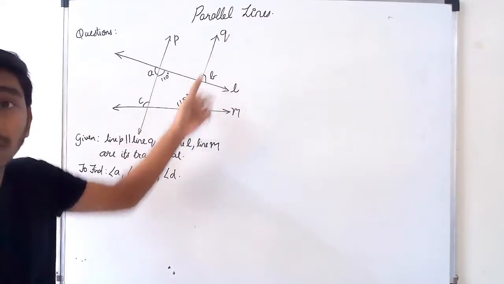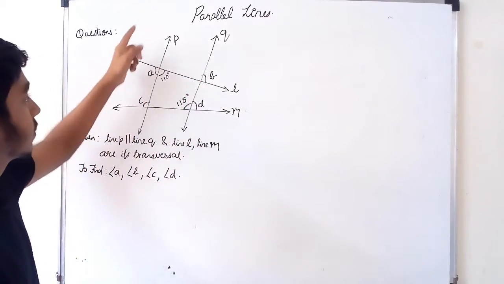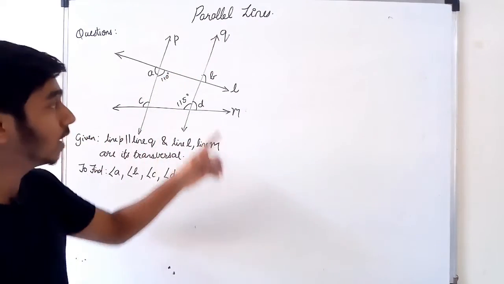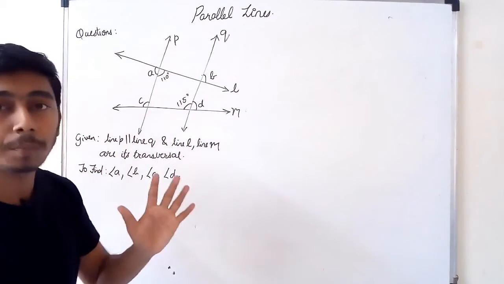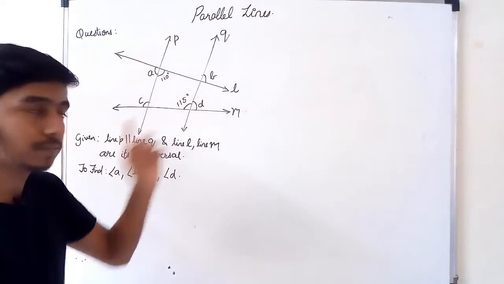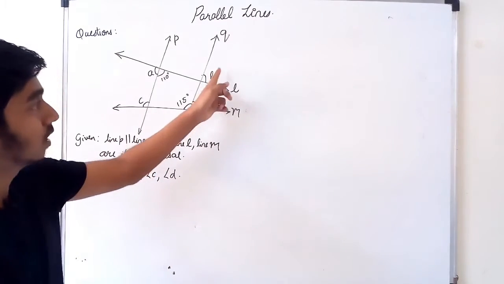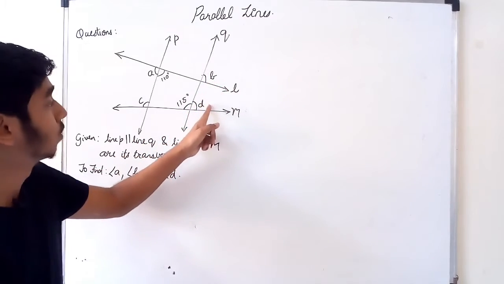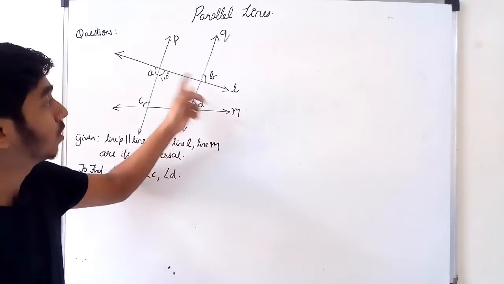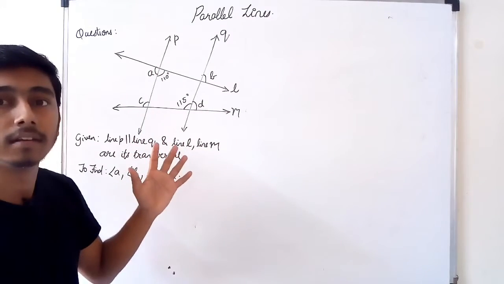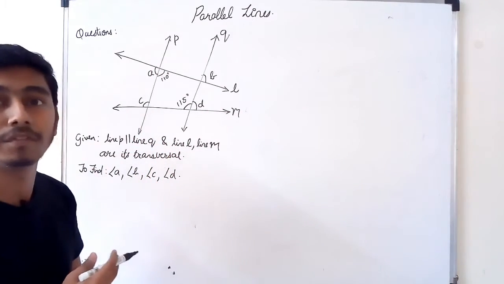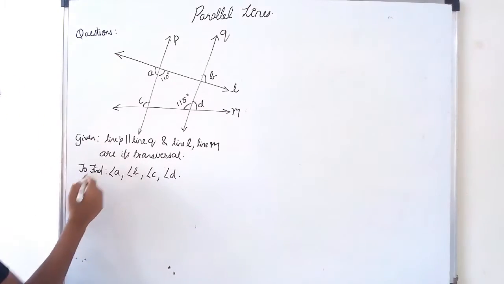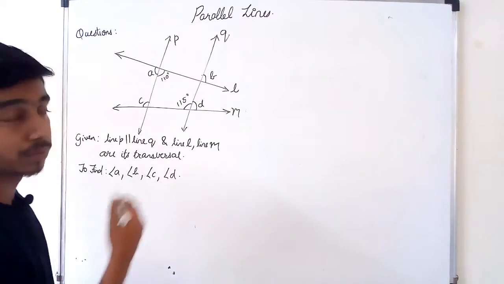So I want you to look at this diagram properly. If you see, P and Q are parallel and L and M are not parallel. They are transversals. So don't try to apply that B and D are forming corresponding angles. You cannot apply that because L and M are not parallel. We need to have a parallel line before. Let's see how we do this.